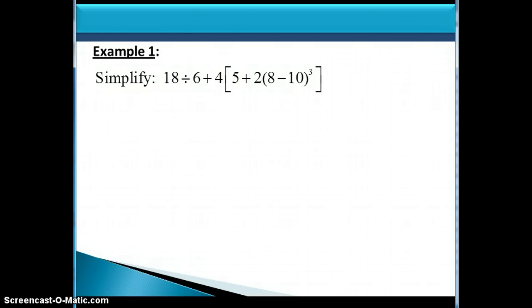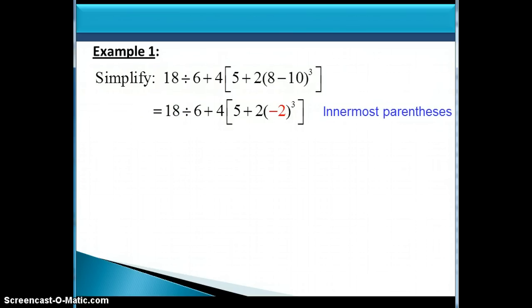So notice that we have parentheses and brackets, and so we need to perform the innermost grouping symbols first, so that would be the parentheses on the inside. The operation inside those parentheses is subtraction. So the first thing we need to do is subtract 8 minus 10, which is -2. Notice that everything else stayed the same. I'm just performing one operation at a time, and this is a really good way to write down your steps so that you don't get lost and you don't make mistakes.